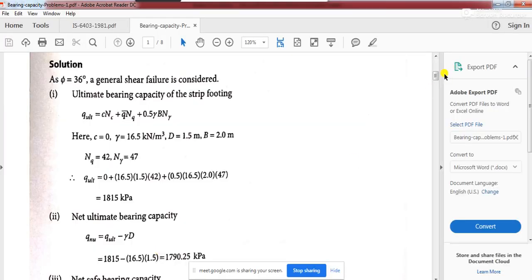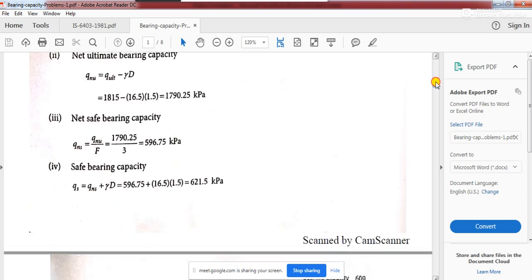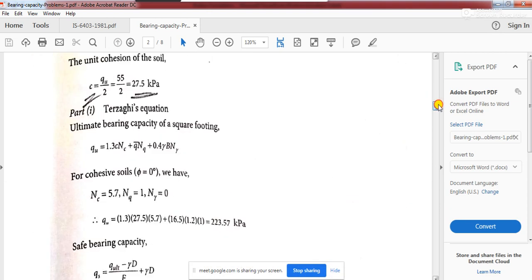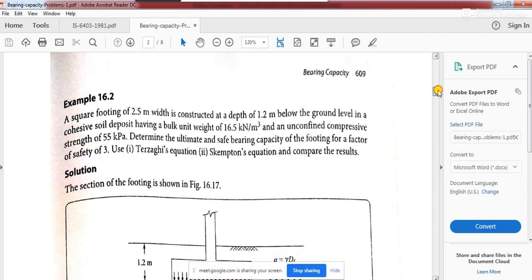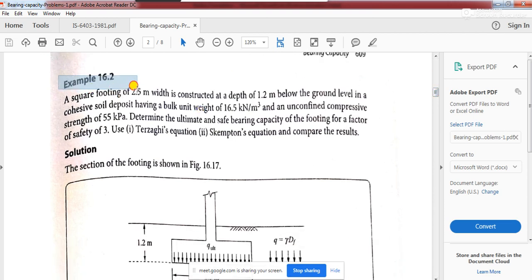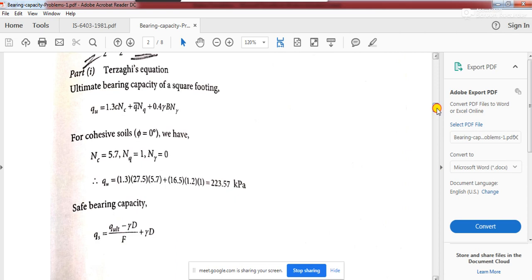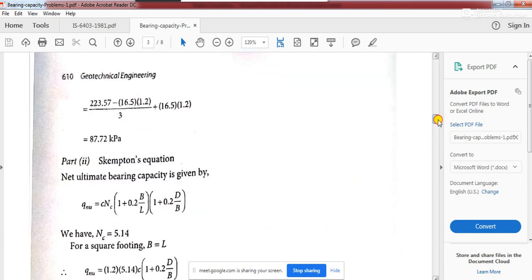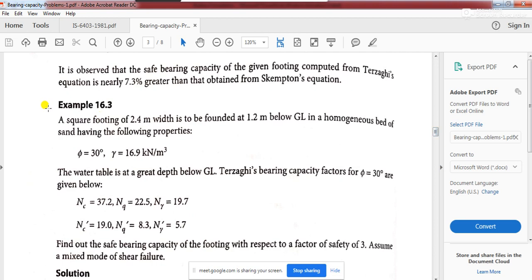For bearing capacity, please go through the PDF I have shared with you. Very good problems are there. See, this problem you don't try, example number 16.2, whatever I have given here. No, 16.2 you try to understand on your own. Only this problem, 16.3, you leave it. 16.3 is a mixed mode of failure problem. So in 16.3, phi is given as 30 degree. You notice, phi is given as 30 degree.